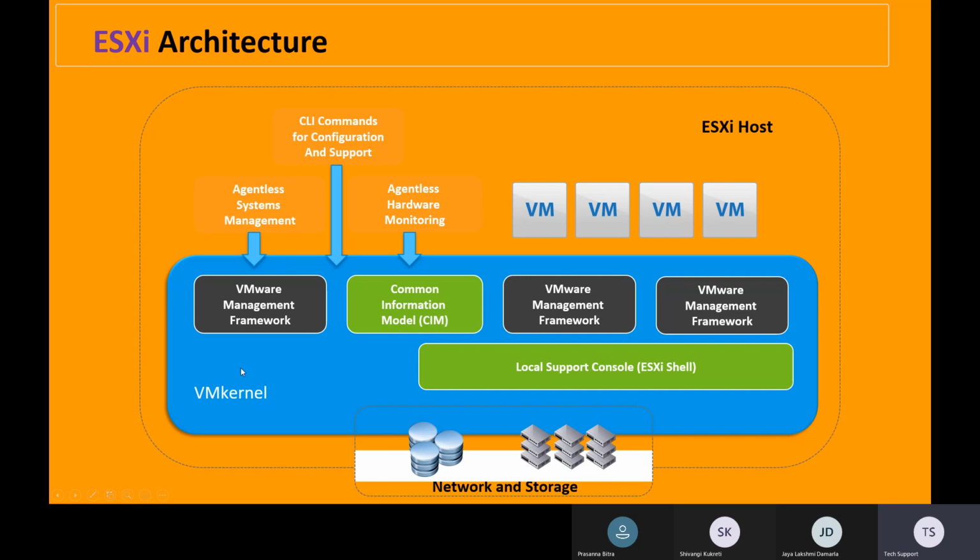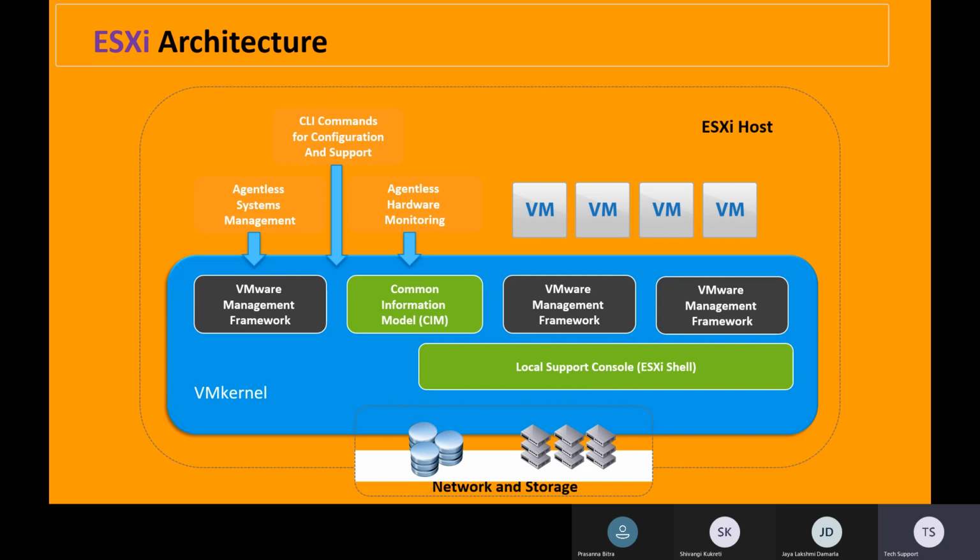This is the main ESXi operating system core component. Using the VM kernel, if you want to access this VM kernel, we can access it using the local support console that is called ESXi shell. Like in our normal Windows system, if you want to open a command prompt, we open Start, Run, cmd, and it will open a command prompt.